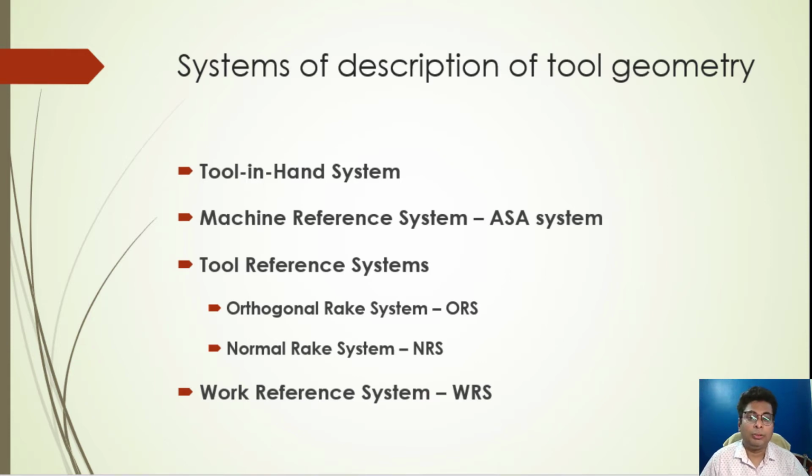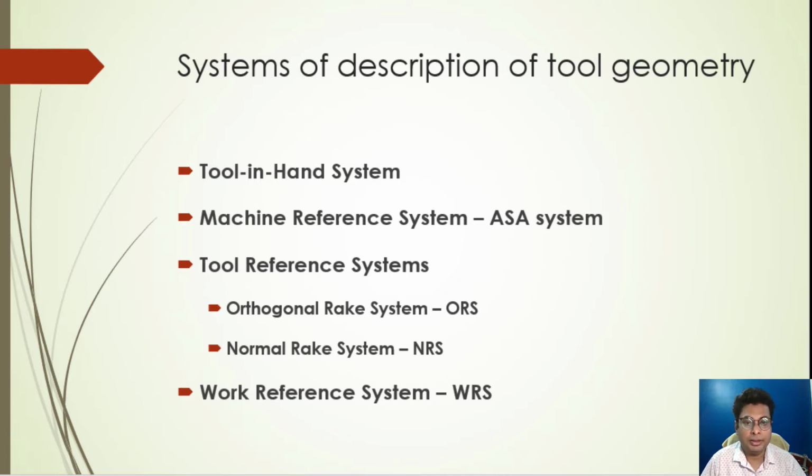Now, what is tool in hand system? Tool in hand system is a particular type of system where only salient features of the cutting tool point are identified or visualized. There is no quantitative information of the values of the different angles of the cutting tool.